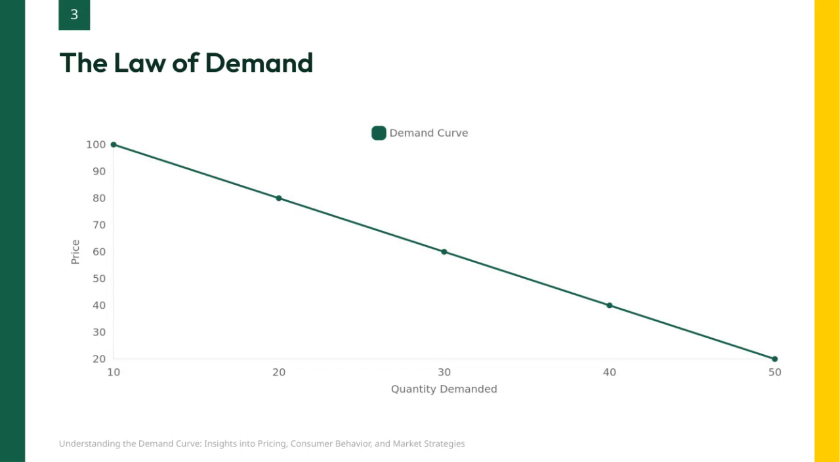Here we see the law of demand illustrated by a downward-sloping demand curve. As the price decreases, the quantity demanded increases, which is a fundamental principle in economics. On the vertical axis, we have the price, and on the horizontal axis, the quantity demanded. The curve clearly shows that at higher prices, consumers purchase less, while at lower prices, they buy more. This negative relationship between price and quantity demanded is crucial for understanding how markets function. It highlights consumer behavior and helps businesses and policymakers anticipate changes in demand based on price fluctuations.